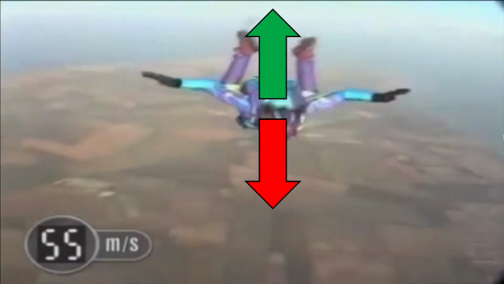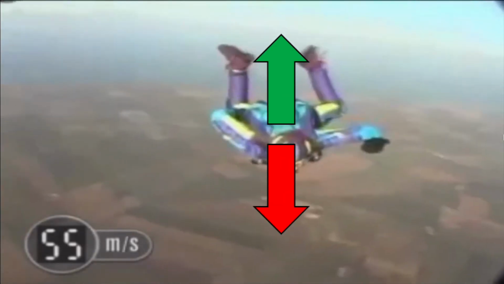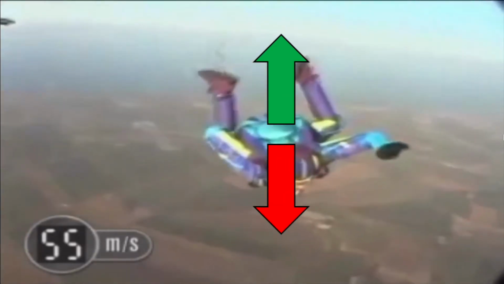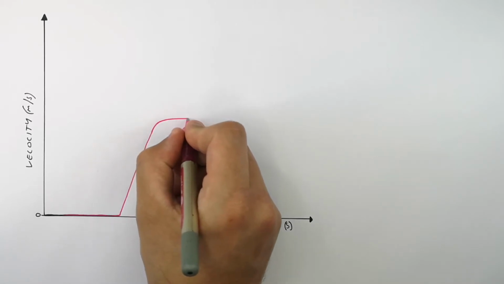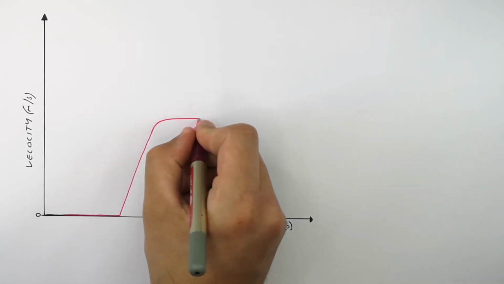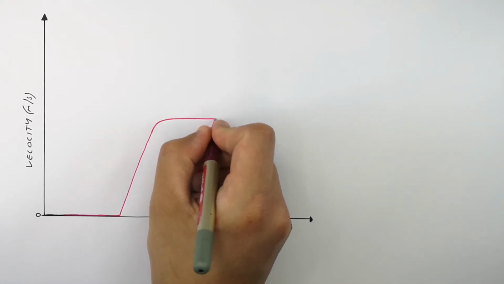So the force due to their weight and the force due to the air resistance in the opposite direction are now equal. This means that they've got no resultant force acting on them, so they are no longer accelerating. So if their resultant force is 0, they are no longer accelerating and they are traveling at a constant velocity. This here is their terminal velocity.